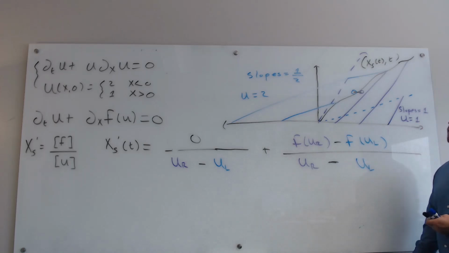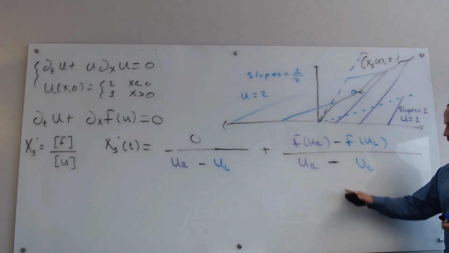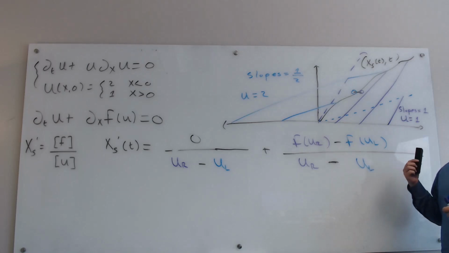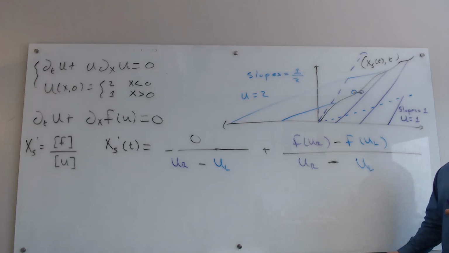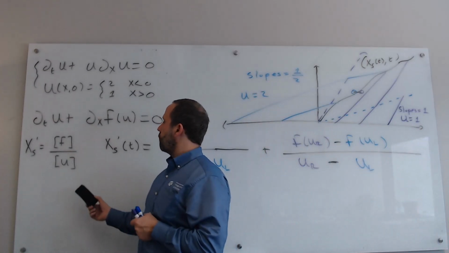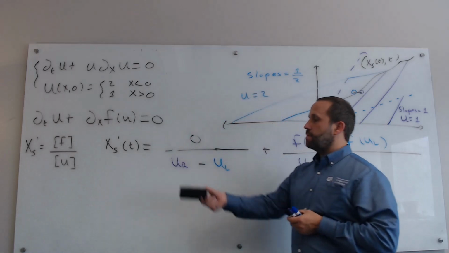We're assuming the denominator of these is not equal to 0. So this is sort of the generic problem. We have xs prime is equal to the jump in F over the jump in U across the shock. That's going to be basically it for this video. For a given F and a given U, we have to compute what that is.